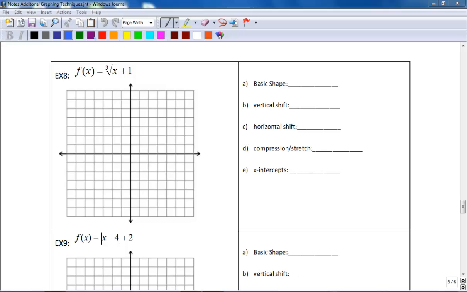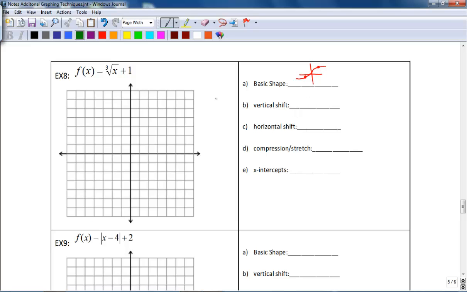Let's keep going here with example 8. We have that f of x is equal to the cube root of x plus 1. So again, start by identifying the basic shape. So we have the cube root of x, and the cube root of x is one of those that looks like a stretched out S, and it's got key points that are going to be in opposite directions.